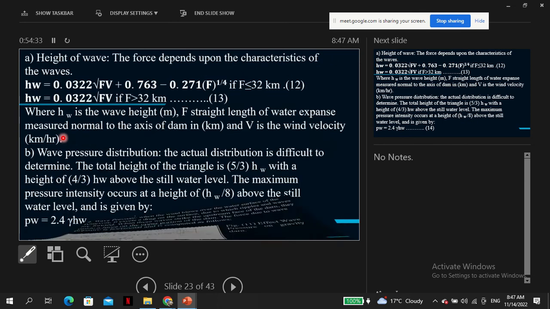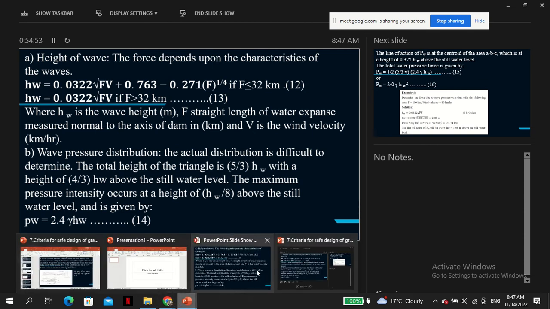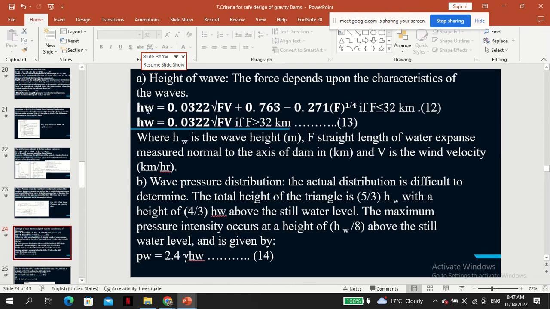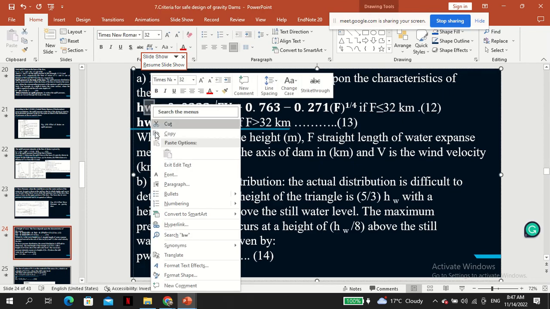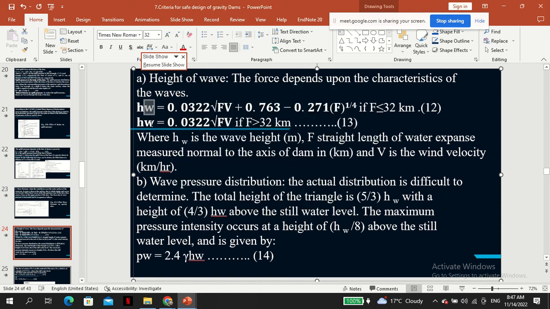You'd expect some equations, of course. The force depends upon the characteristics of the waves. So, for example, we can calculate the height of the wave as shown. Let's correct these notations just to be absolutely clear what we are saying.